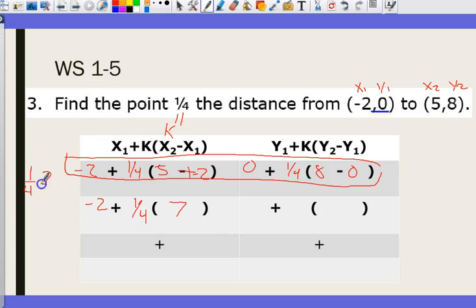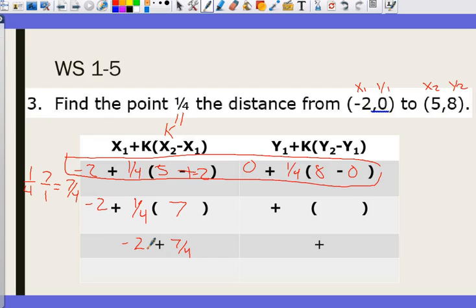1/4 over 7 over 1. Can these simplify here? So we have 7 over 4. Right? 1 times 7 is 7. 4 times 1 is 4. So we have, sorry, -2 plus 7 over 4.